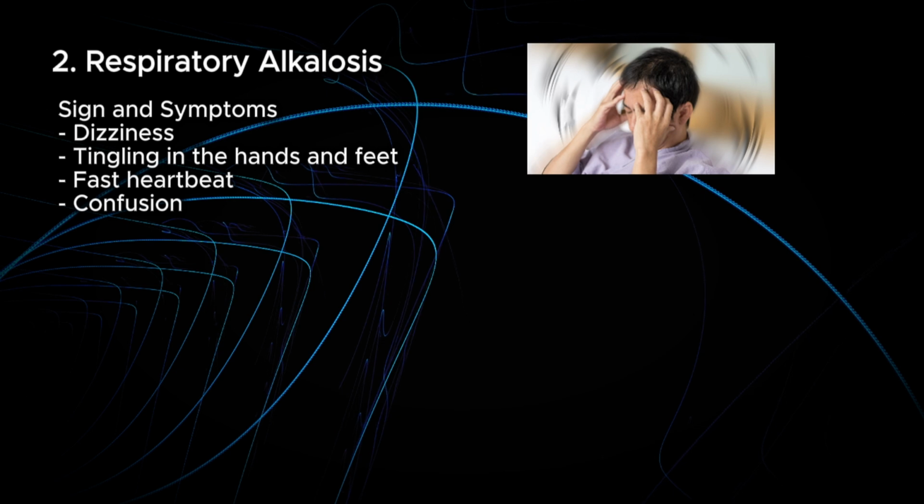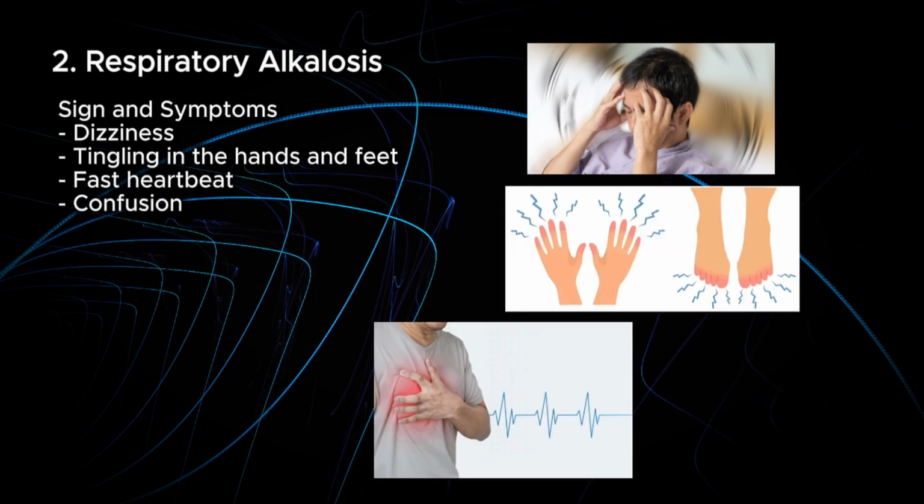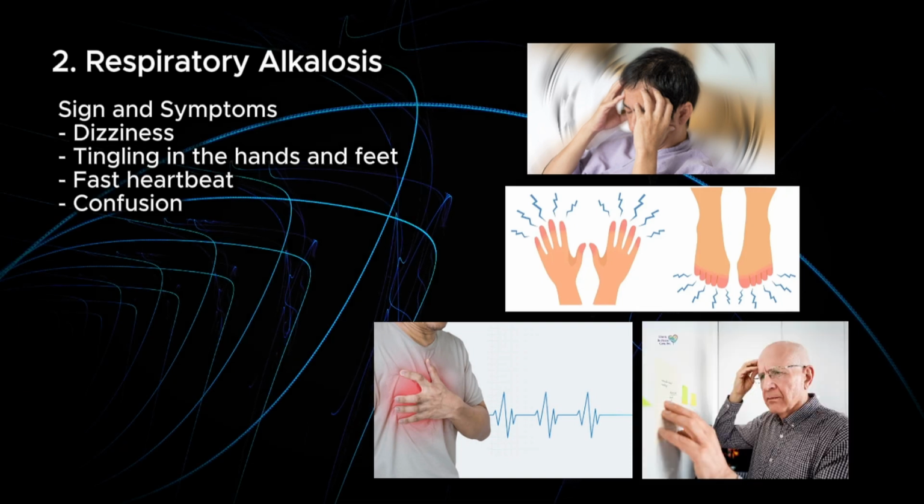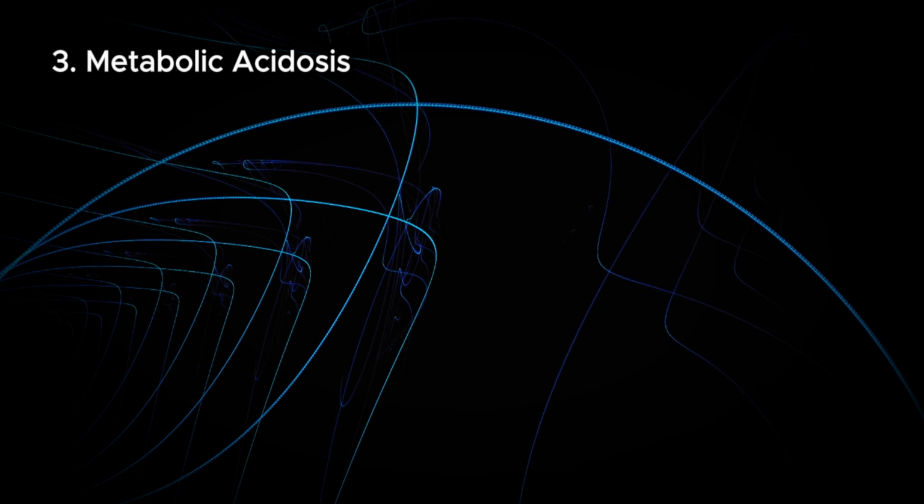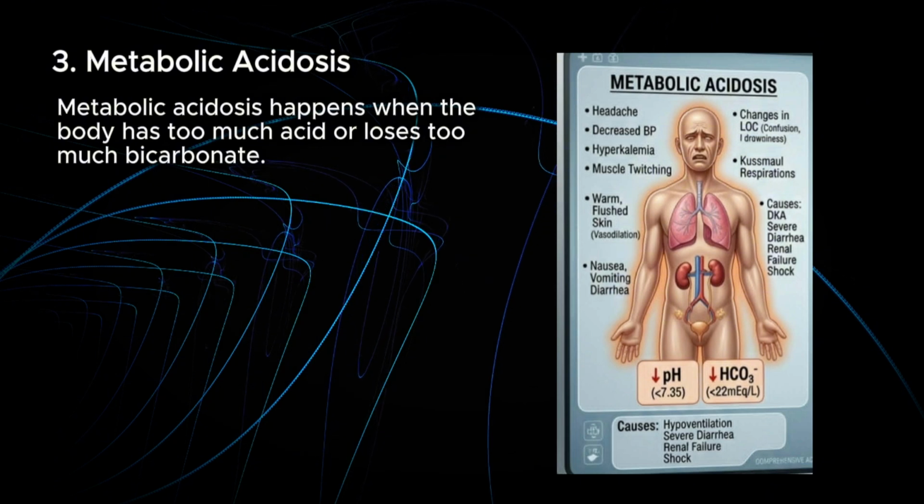First is dizziness. Second is tingling in the hands and feet. Third is fast heartbeat. And fourth is confusion. The third one is metabolic acidosis. Metabolic acidosis happens when the body has too much acid or loses too much bicarbonate.